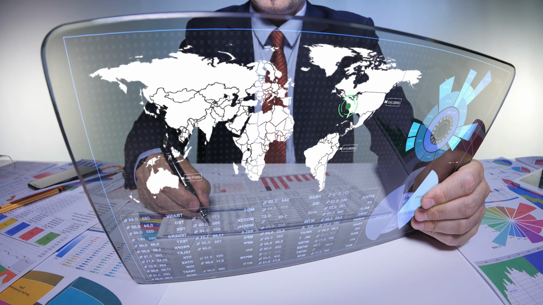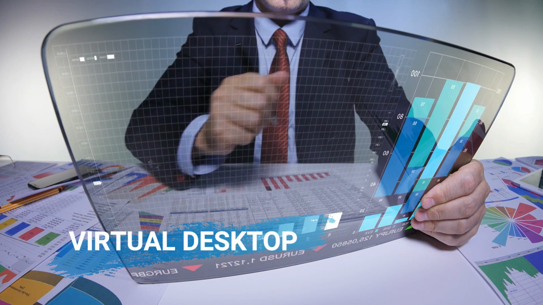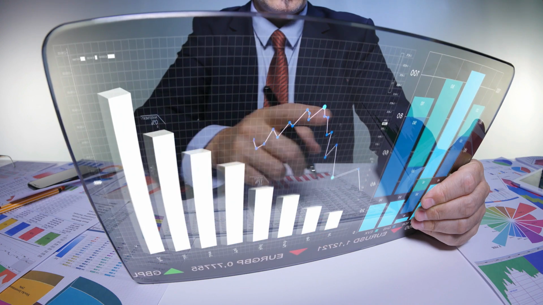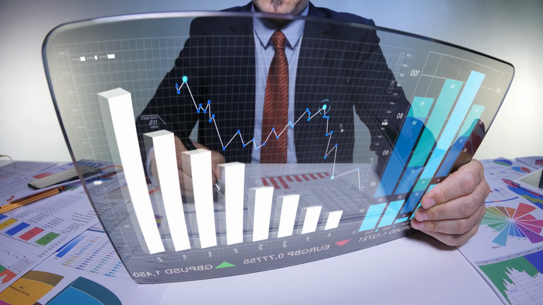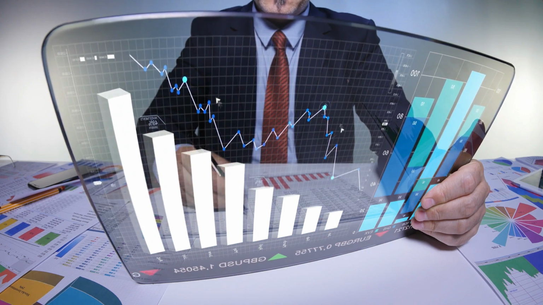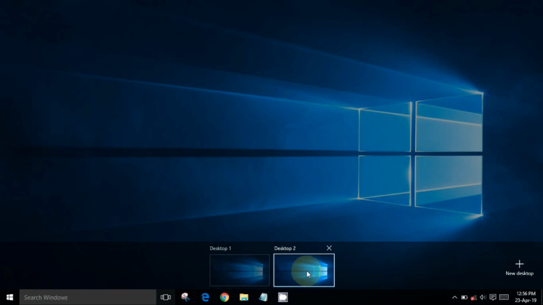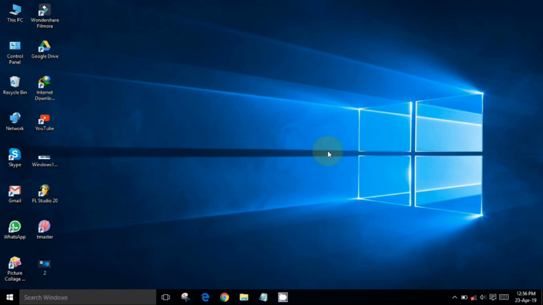Number 1. Virtual Desktops. Windows 10 lets you create multiple separate desktops that each can display different open windows and apps. These are called virtual desktops. To use this feature, press Windows plus Tab key on the keyboard. Now, click on New Desktop. You are ready with your new desktop. To switch back to the previous one, press the same key again.